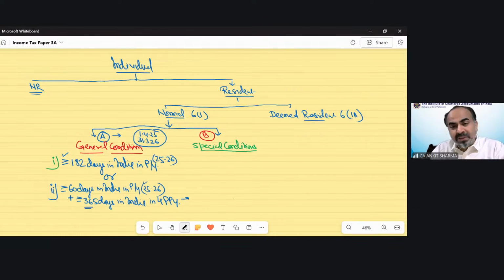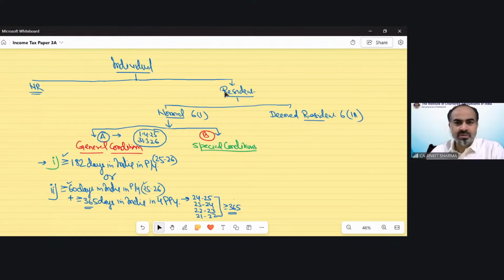So 4 preceding previous years means we are talking about previous years 24-25, 23-24, 22-23, 21-22. So in these 4 preceding previous years, you should be in India for 365 days or more, and in the current year, the condition is only 60 days. So either in the current year it is 182 and you are a resident, or suppose you are not in India for 182 days in the current year, then the second condition needs to be checked. And if the second has been fulfilled, you will be treated as resident in India.